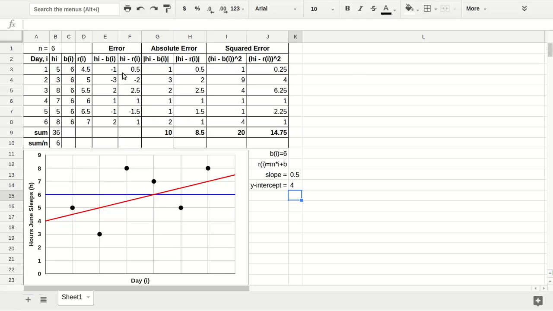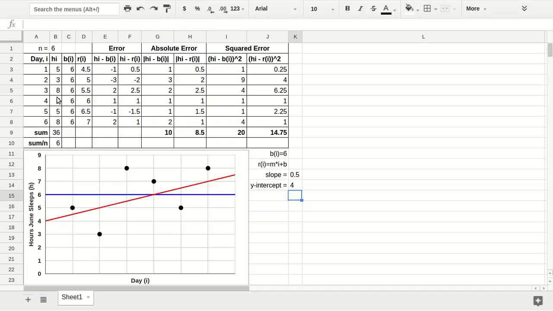I have recreated our data table here in a Google spreadsheet. If you don't know how to use Google spreadsheets, that's fine. You should be able to follow along anyway. So here's our days 1 through 6. I couldn't figure out how to do a subscript for H sub I, so it just says hi.